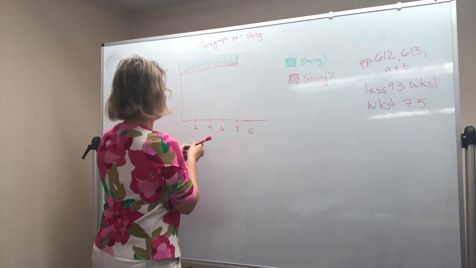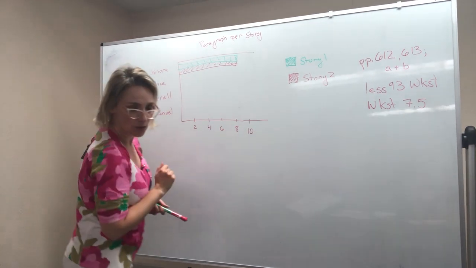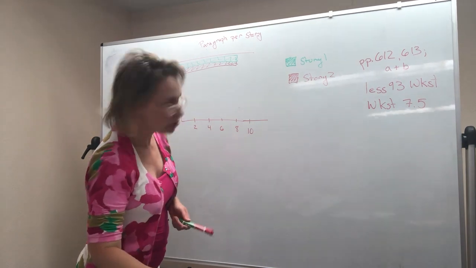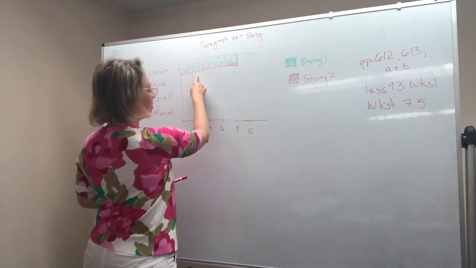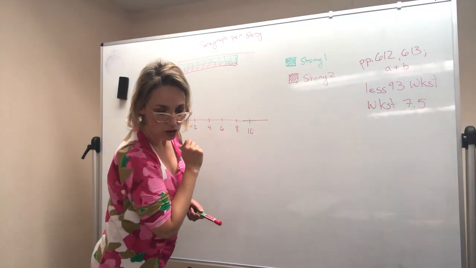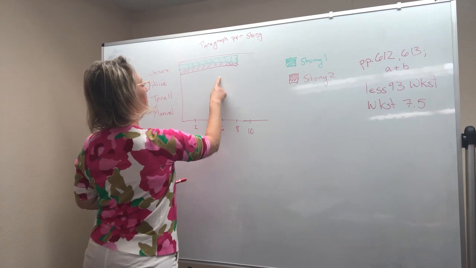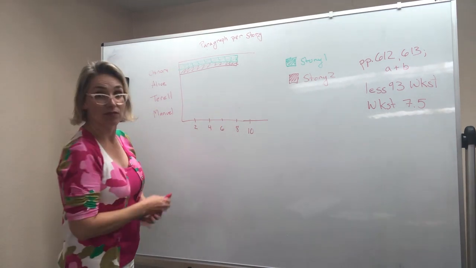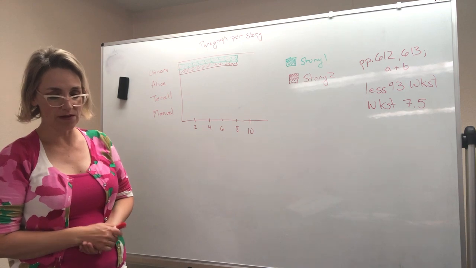Now, you need to do the same thing for Alice, Terrell, and Manuel. And like for Alice, her first story went to 3 paragraphs, so the bar would stop back here. Her second story went to 6, so that bar would stop out here, right at the 6, okay? And do that for each one of them. That is how you do A, okay?